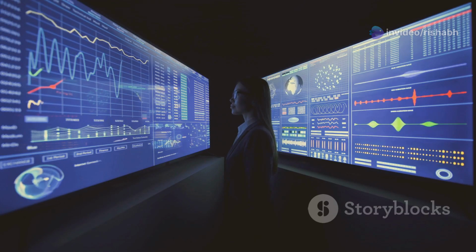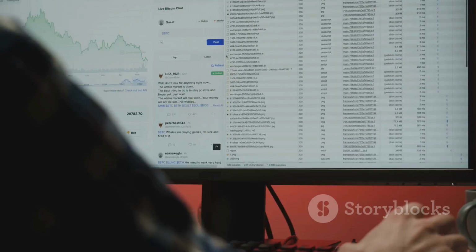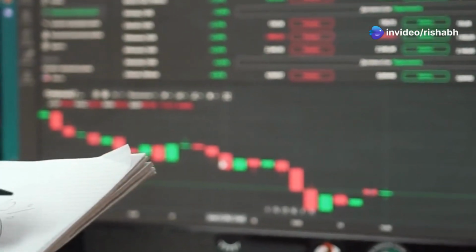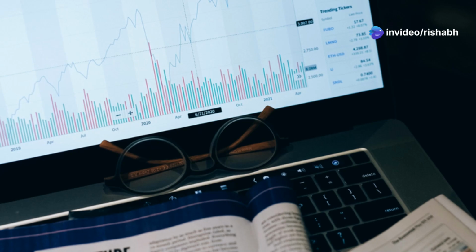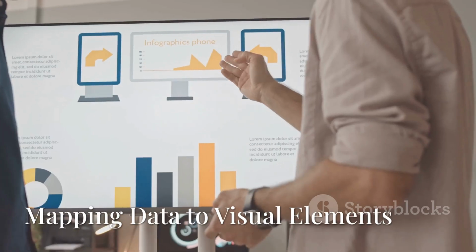Before we can even think about creating a visualization, we need to understand our data. What variables do we have? What are their data types? Are there any missing values? What are the relationships between variables? Once we have a good understanding of our data, we can start thinking about how to visualize it effectively.